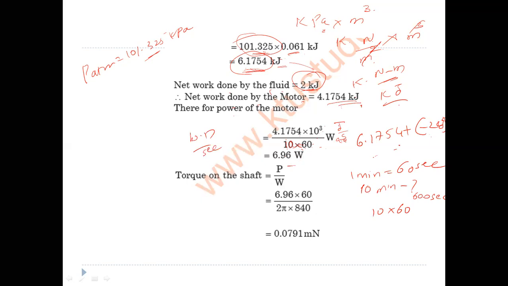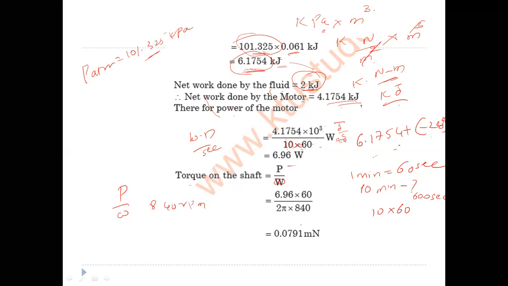After finding out the power, we are asked to find out the torque on the shaft. The torque on the shaft is given as power P by omega. P we got as 6.96, and omega means the speed of the motor, which is given as 840 RPM.